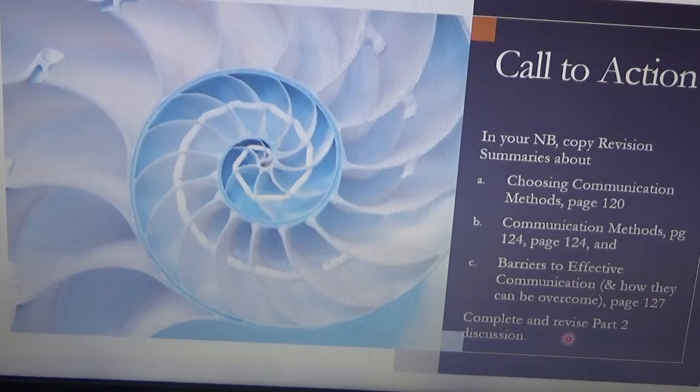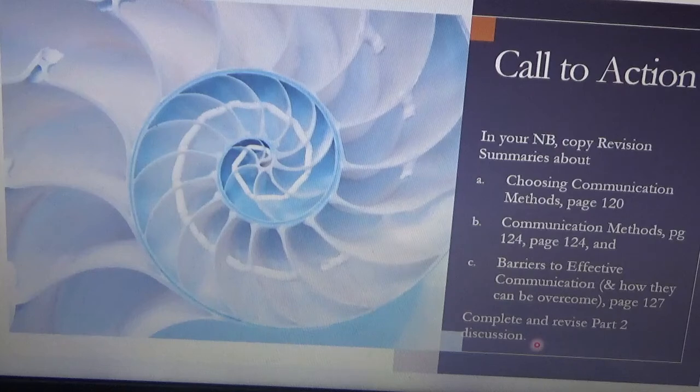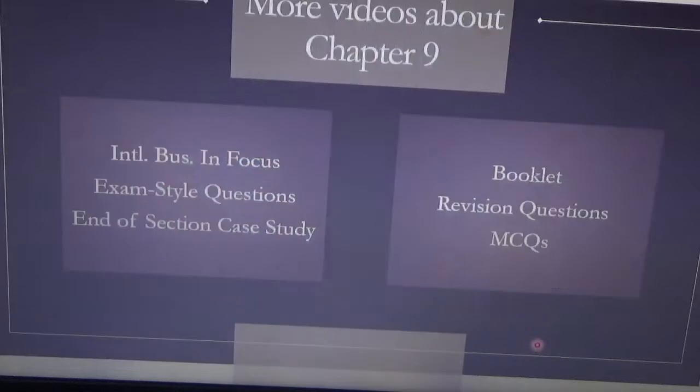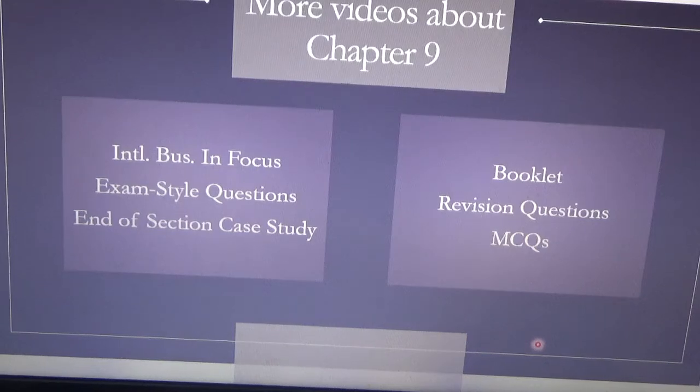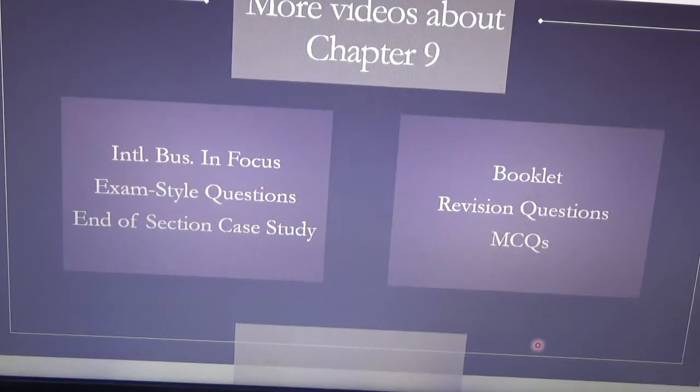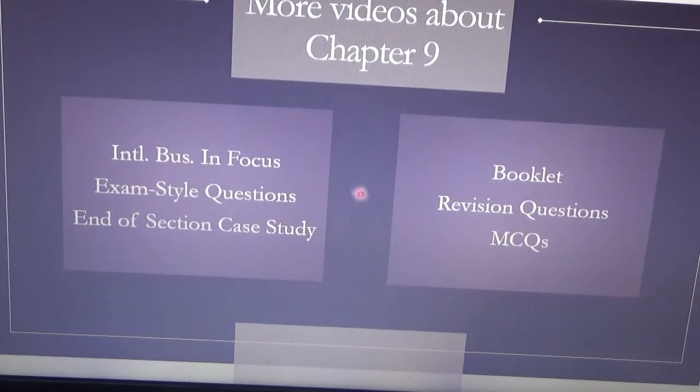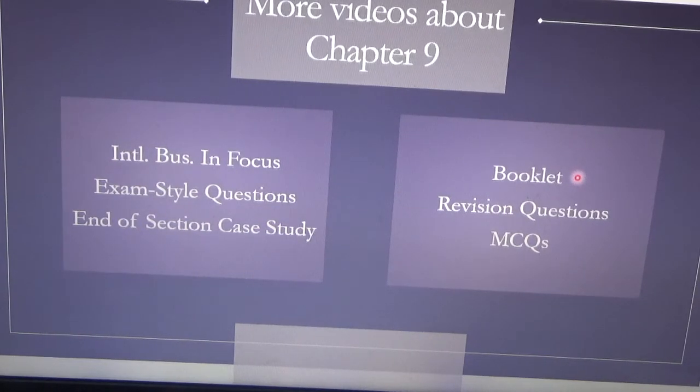Now, another task is to complete and revise part 2 discussion. This is part 2 video presentation, and is the second part of the prepared video presentation. Okay, now to close chapter 9, we have to deal with the international business in focus on page 127 of your book, and the exam style questions on page 128, and the end of section case study, which is on pages 129 to 130, and also the next video, all this in one presentation. Okay, so we call it the part 3 of chapter 9. We shall be discussing the revision questions and the MCQs in our booklet. Okay, so let's look forward to the uploading of this video presentation to close chapter 9, and we could immediately go to the next chapter.